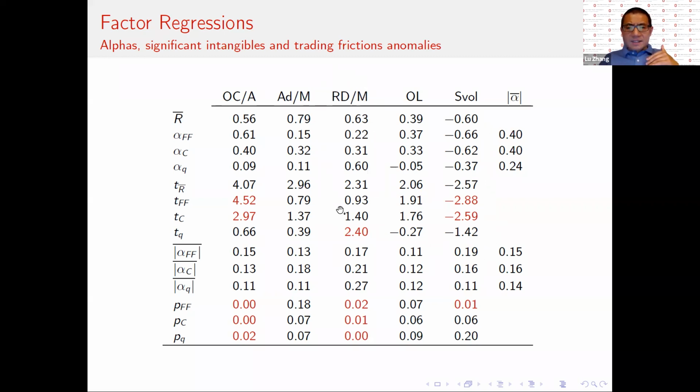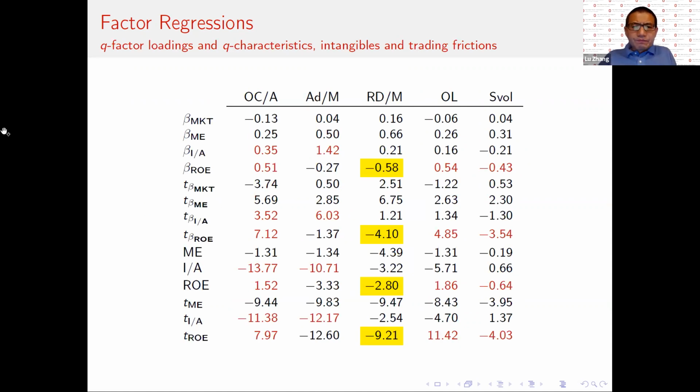One thing that is anomalous for us is R&D to market. So actually we blow up the error big time. The Fama French three-factor model only has 22, but we have 60, our alpha. And our alpha is significant, but not in the three-factor model or the Carhart model. And here is the reason.